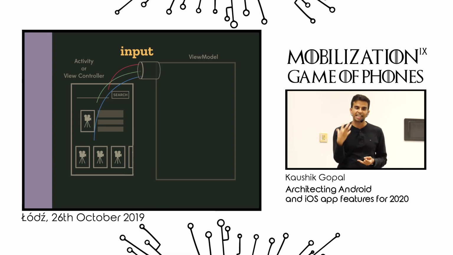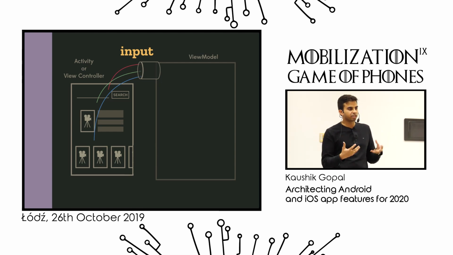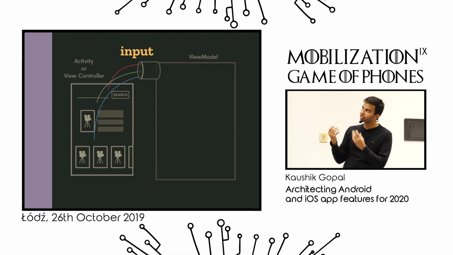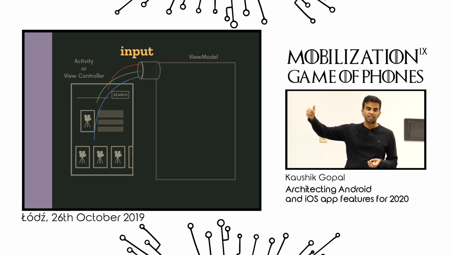And then I need to come up with a data structure, right? If I have these input events, I need to package them in some kind of a class or some data structure. So we're going to talk about what data structure to use for this portion. And then finally, I need to transport that from the view controller or the activity into the view model, right?